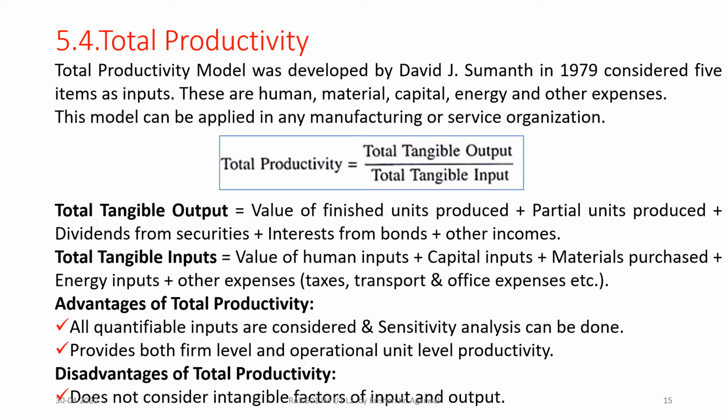Whereas we can calculate the total tangible input in terms of the value of resources, like in human inputs, the labor which are taking the money after working 8 hours or the calculated hours. And similarly, the capital as an input, material purchase, the rupees for which the material is purchased, the energy inputs in terms of money, and other expenses like taxes, transports, and office expenses in terms of rupees. So we can find out the total productivity, total tangible productivity, we can say.